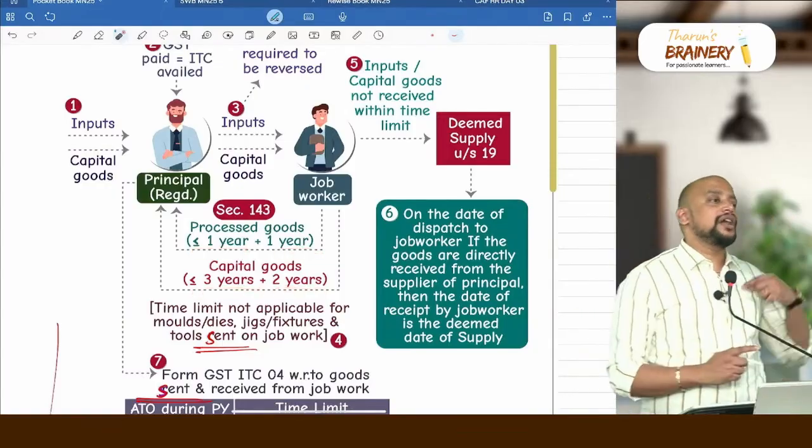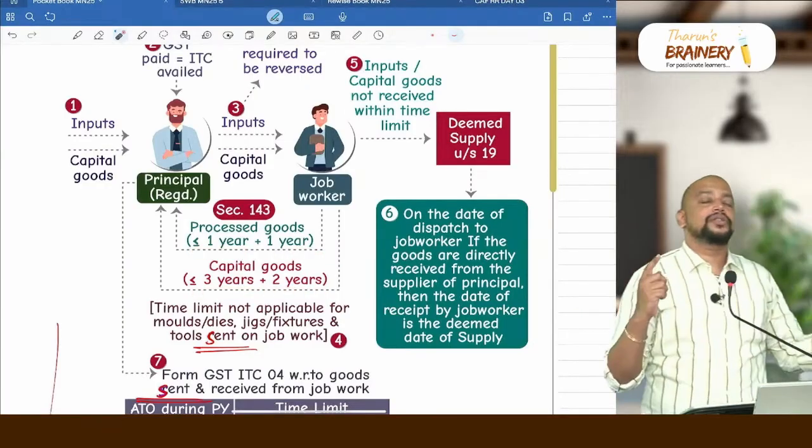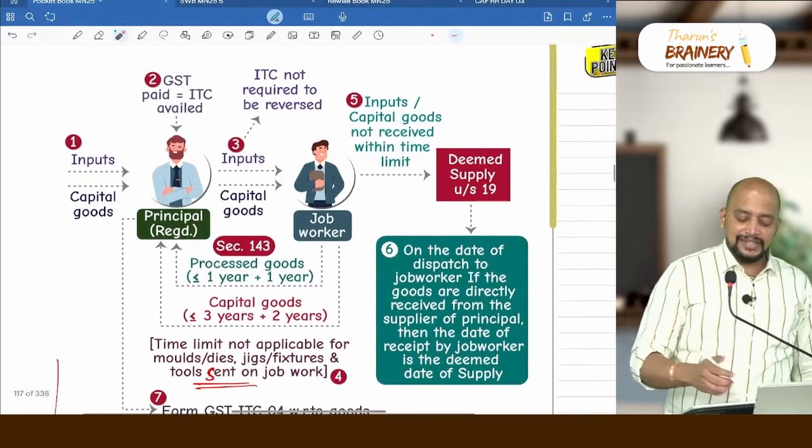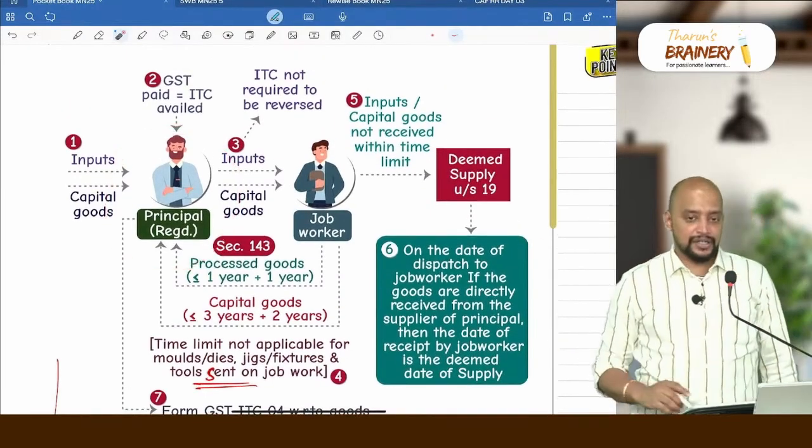If the job worker is not returning within 1 year plus 1 year or 3 years plus 2 years, what will happen? Then it will be deemed as supplied by the principal to the job worker. On which date?